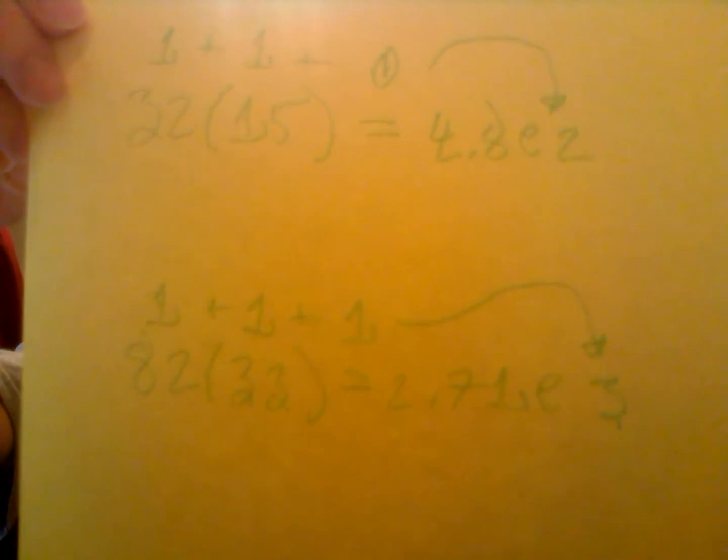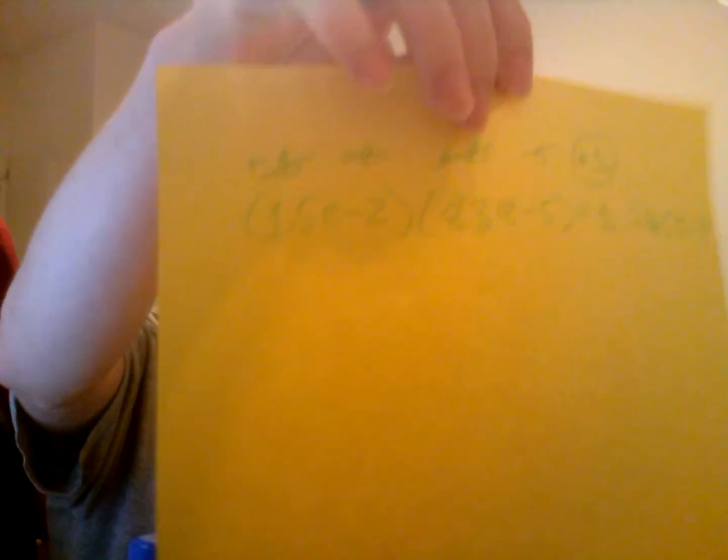82 times 33. 2.706 E3. Well, I got close, see, but it's 2.71 E3. That's close enough. And 15 E minus 2 times 83 E minus 5. There we go. Right on the dot. 1.245 E minus 4.